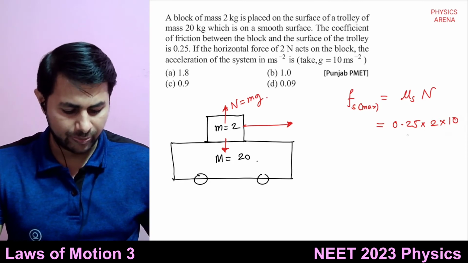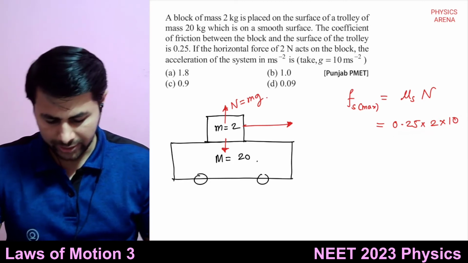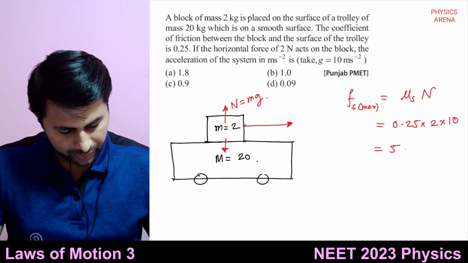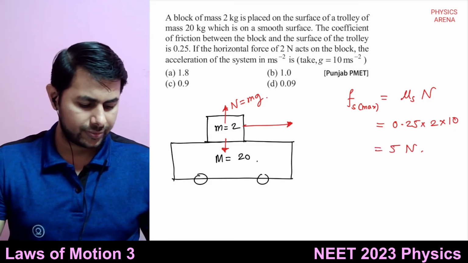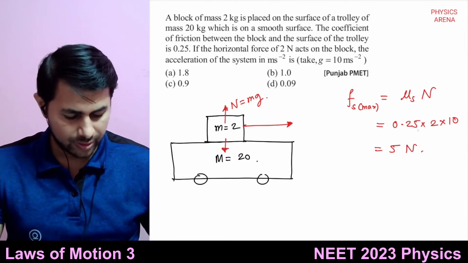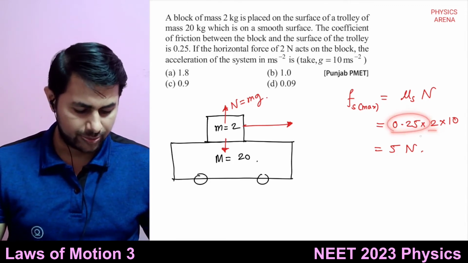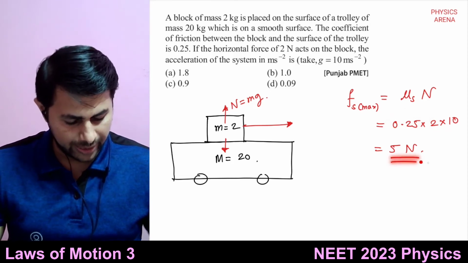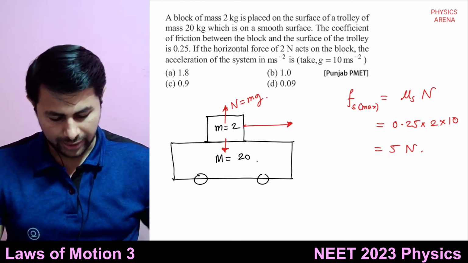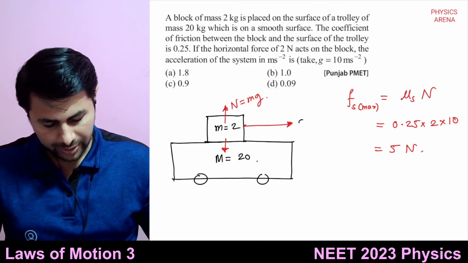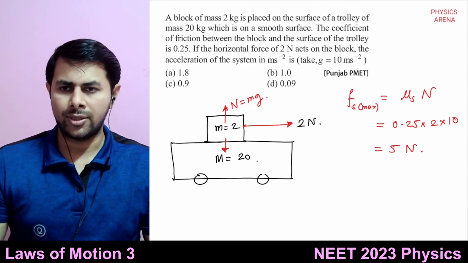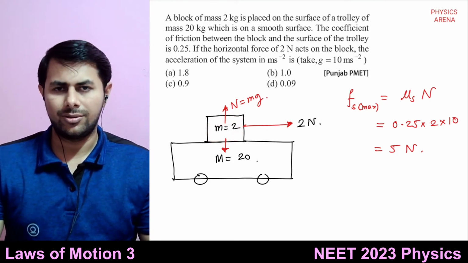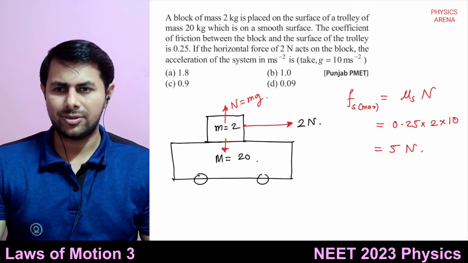20 multiplied by 0.25 is how much? 5, right? Or 0.25 times 2 is 0.5, and 0.5 times 10 is 5. So it is 5 Newton. And the external force is how much? The external force is 2 Newton only. So not enough to slide this block. Not enough to slide this block.